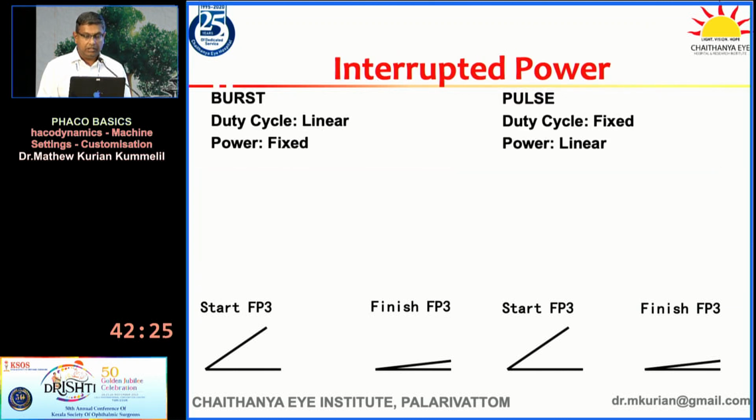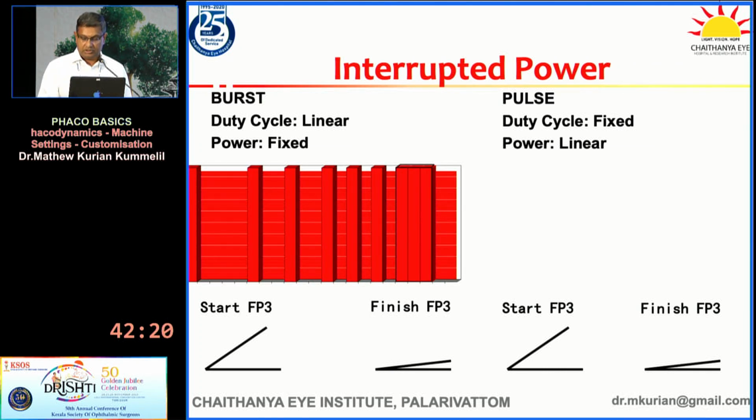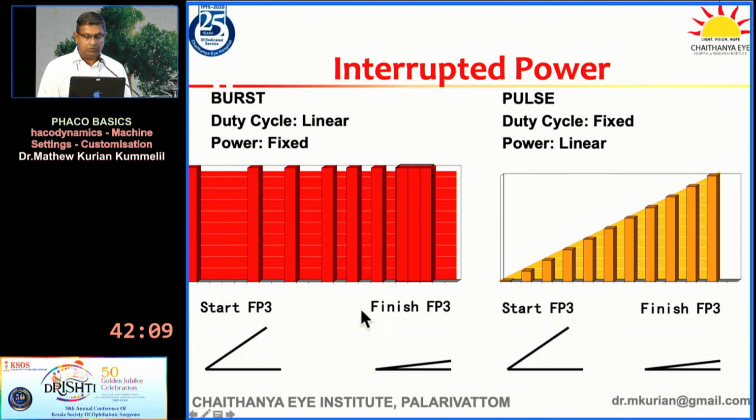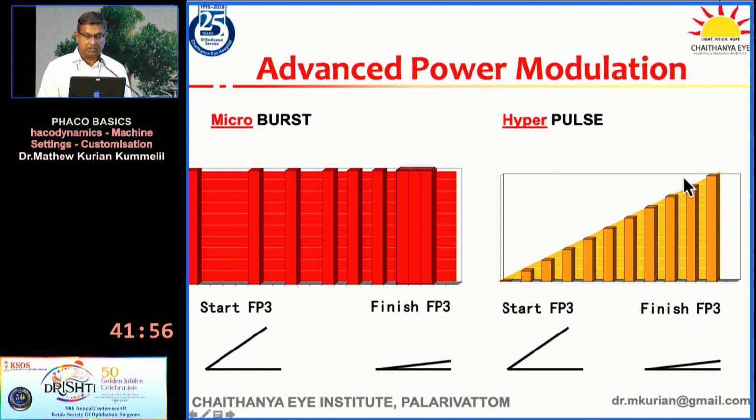Variations of this were required because it was noticed that corneal damage, etc., was more. So burst is where you have a duty cycle which is linear and the power is fixed. So as we go down in foot position 3, it tends to become continuous at 100 whatever preset level. Whereas in pulse, the duty cycle intervals are fixed, but the power increases as we go down in foot position 3. Further modulations of this were to have microburst and hyperpulse, and that is to give more effective control of energy.